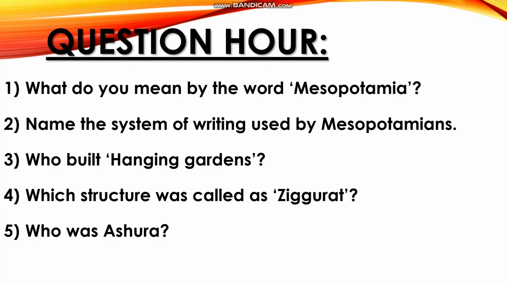What do you mean by Mesopotamia? The word Mesopotamia means the land between rivers. The second question is, name the system of writing used by Mesopotamians. Answer: the system of writing used by Mesopotamians was cuneiform.